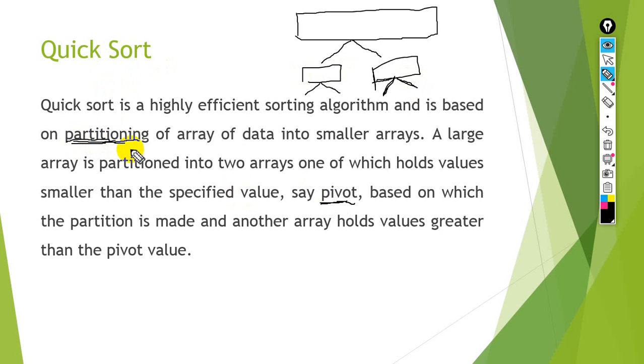And partitioning will be done on the basis of the pivot value. So now first you need to know about the pivot value. So now what is a pivot value?